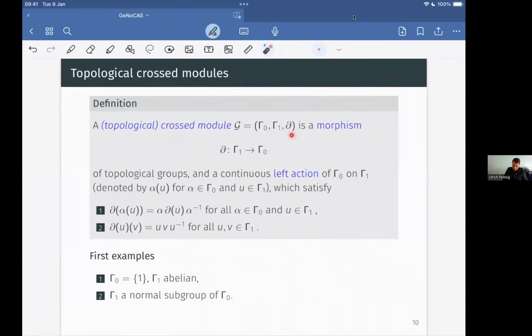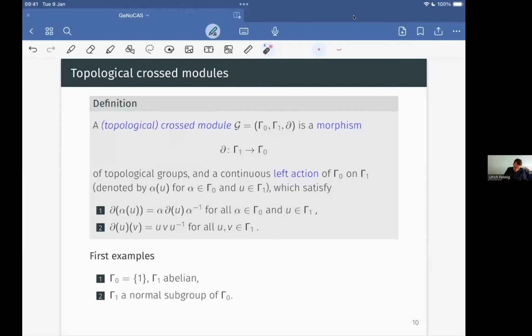A crossed module is a triple like this. I have two topological groups, gamma 0 and gamma 1, and a continuous group homomorphism delta from gamma 1 to gamma 0. In addition, I also have an action of the group gamma 0 on the group gamma 1. And suggestively, I want to denote my elements in gamma 0 by Greek letters like alpha, and the elements in gamma 1 by letters like U and E.